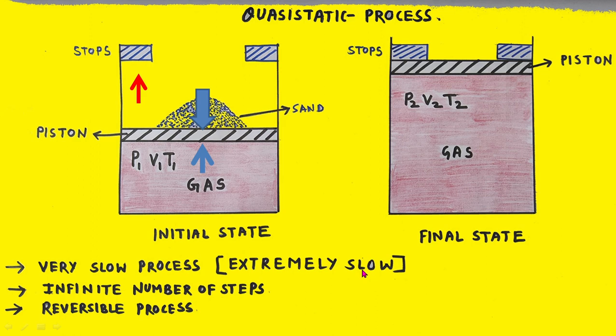Hence, this process is called a quasi-static process, and the quasi-static process is reversible in nature. That is, you can reverse the process also by adding small particles of sand one by one to the piston to reach the initial stage again as shown here. So from the final state you can reach the initial state by adding particle by particle to this piston. So this is a reversible process, its path can be reversed.